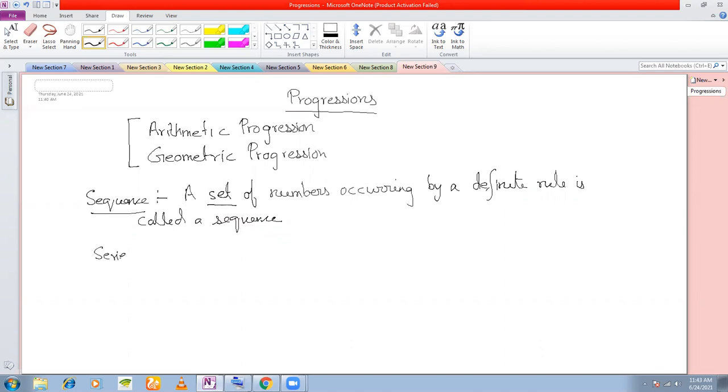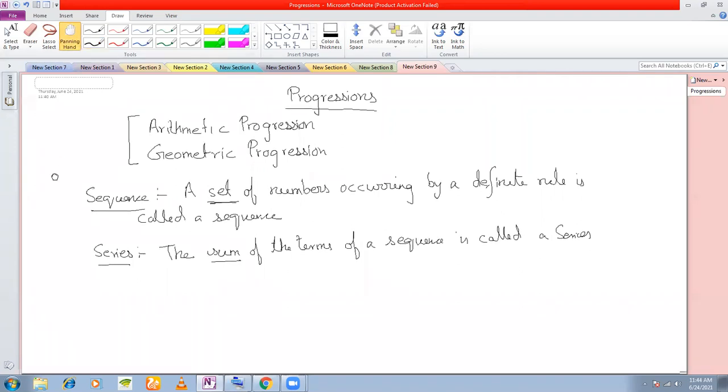Next is series. What is a series? The sum of the terms of a sequence is called a series. So remember, series is a sum, whereas sequence is a set. Fundamental difference between the two.